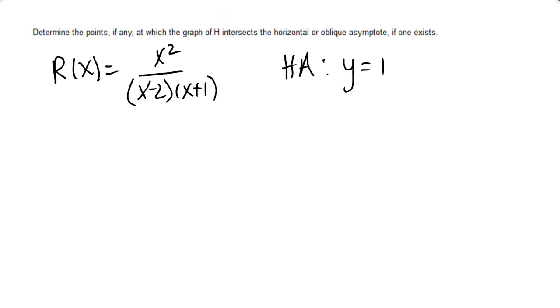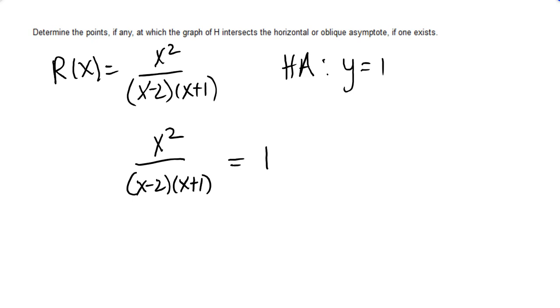We just determined that we have a horizontal asymptote at y equals 1. And the next part we want to focus on is if the graph intersects that horizontal asymptote. So we want to take a look and see if our graph will intersect it. The way we do that is we set the rational function, x squared over x minus 2 times x plus 1, equal to our horizontal asymptote. This is going to tell us when they're equal to each other, when they overlap, when they intersect.